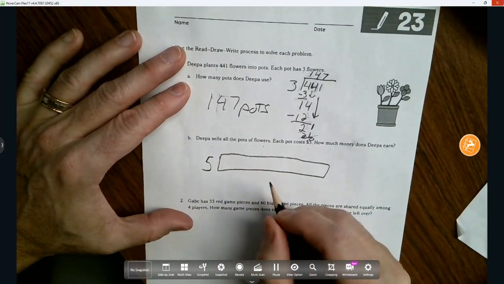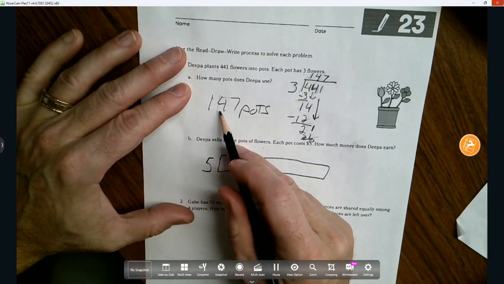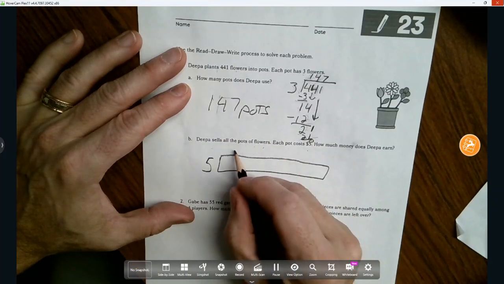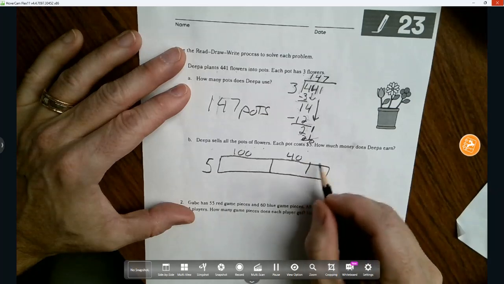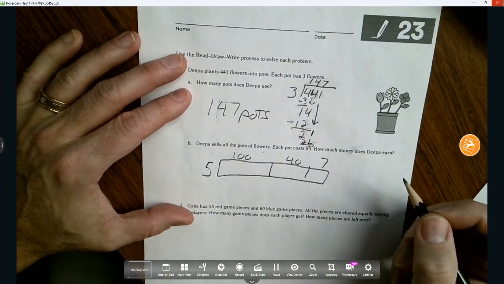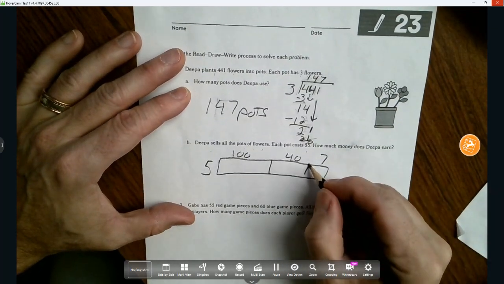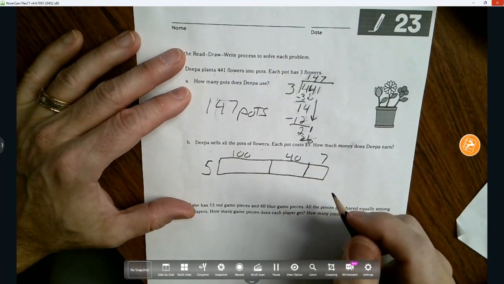$5 each. Put that 5 right there. I want to break down 147. I want to put 100. I want to put 40. And I want to put 7. Okay? Parents, stick with me. I promise it makes sense. It's way easier this way. I'm not lying to you.